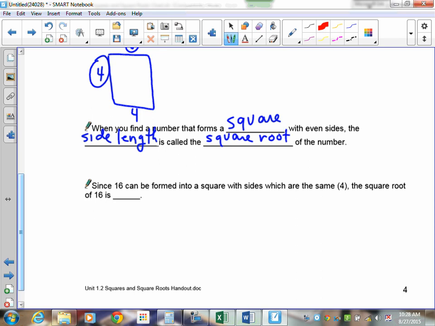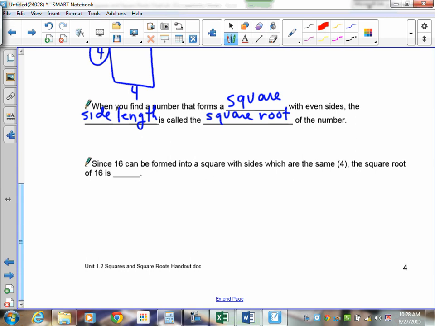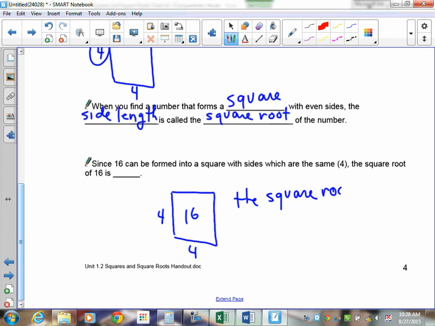Okay? So, since 16 can be formed into a square, it can be made 4 by 4. The terminology we're going to use is that the square root of 16 is 4. Now think of a tree going down to the root of the problem, the very beginning.